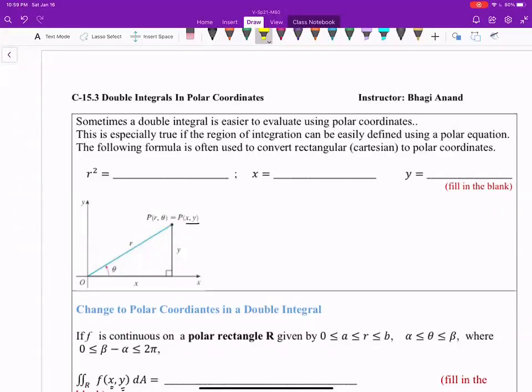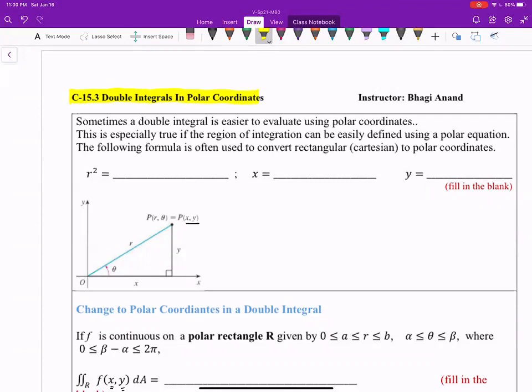Welcome everyone. In this video, I will be covering section 15.3, double integrals in polar coordinates. The earlier two sections were about double integrals over rectangles and double integrals over general regions. And this section is about double integrals using polar coordinates.